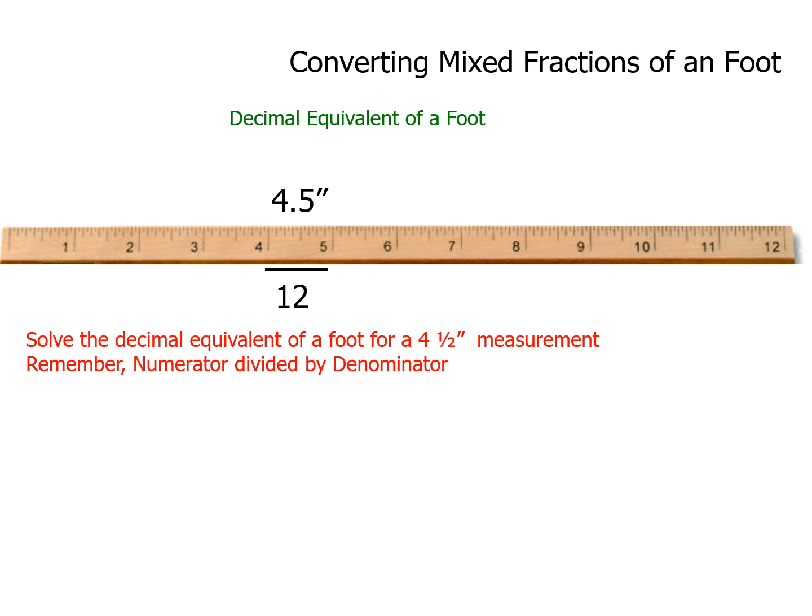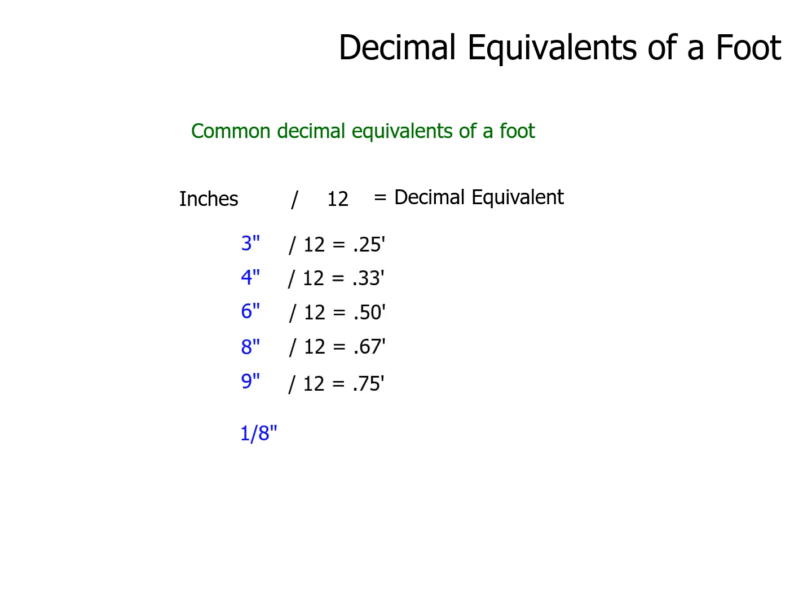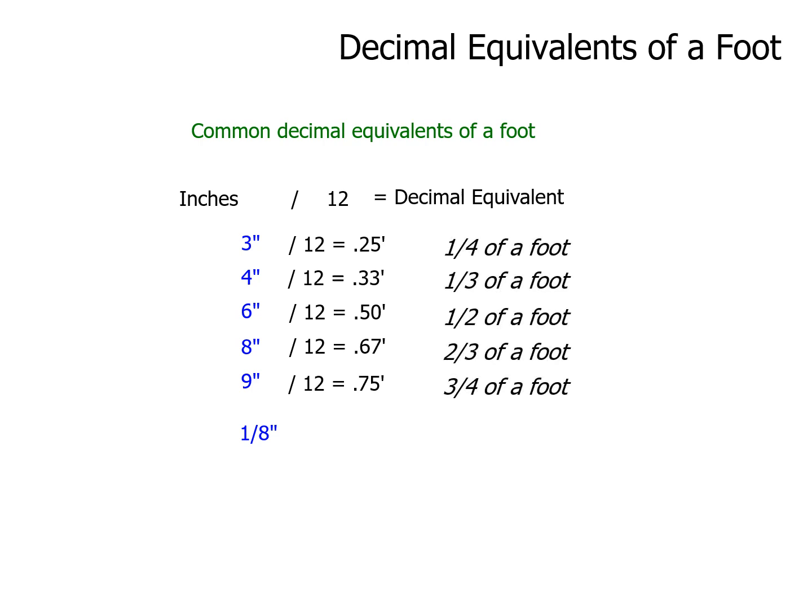4.5 divided by 12 is 0.375 feet. Okay, now it's part of a foot. Same measurement, 4½ inches, just now it's in feet. So we always take our inches and divide it by 12 to convert it to feet. So 3 inches divided by 12 is 0.25 of a foot. It's 1/4 of a foot.